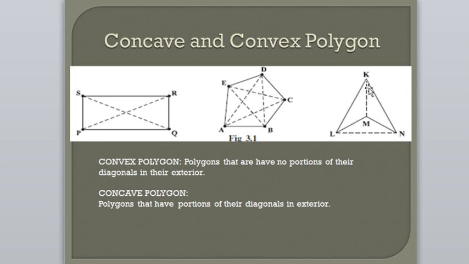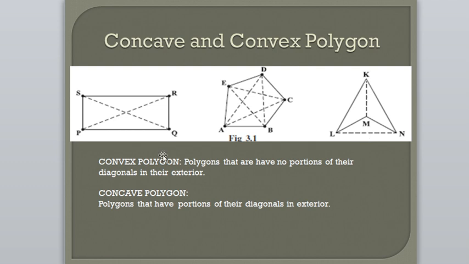In this polygon you can observe K to M is one diagonal and L to N is the other diagonal. So here in this polygon one diagonal is present inside the polygon and one diagonal is present outside. It means the diagonals are in the interior of the polygon as well as in the exterior of the polygon. Then it is called a concave polygon. So I think now you understand what concave and convex polygons are.